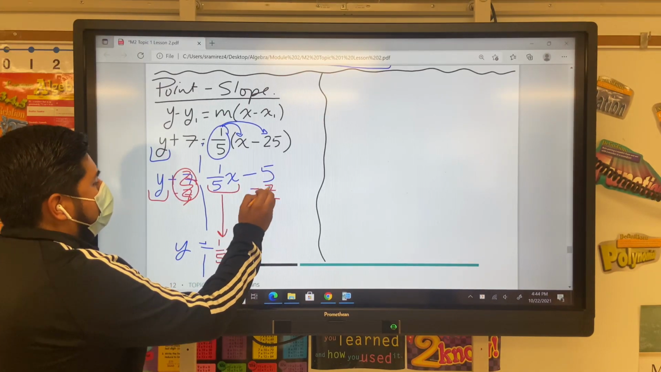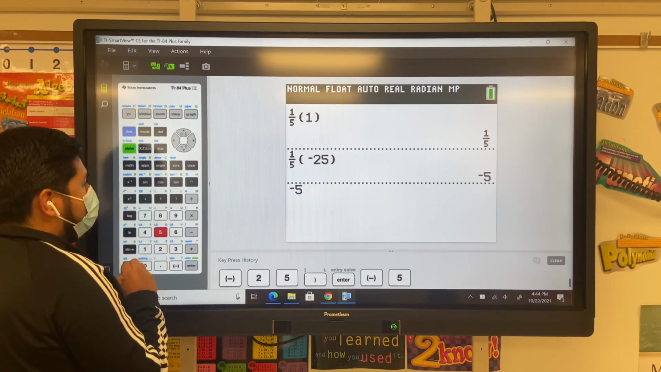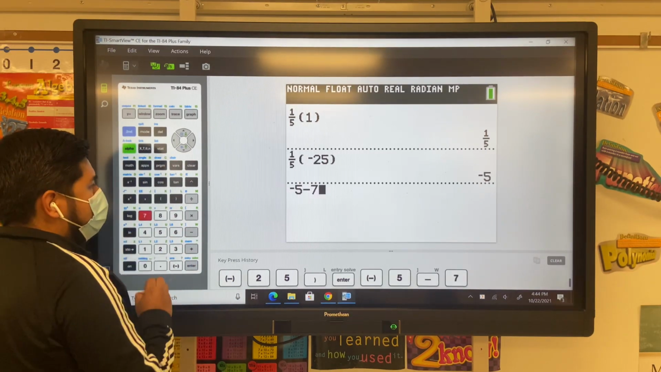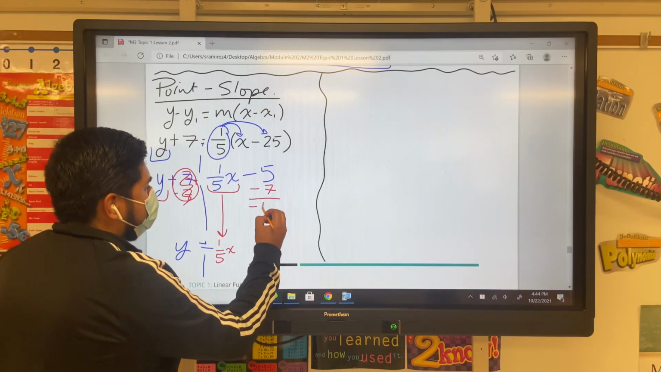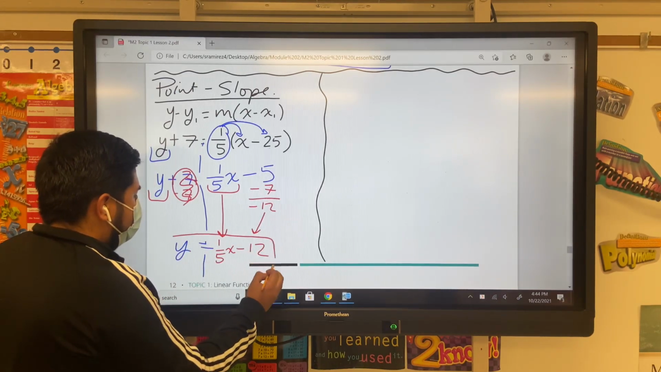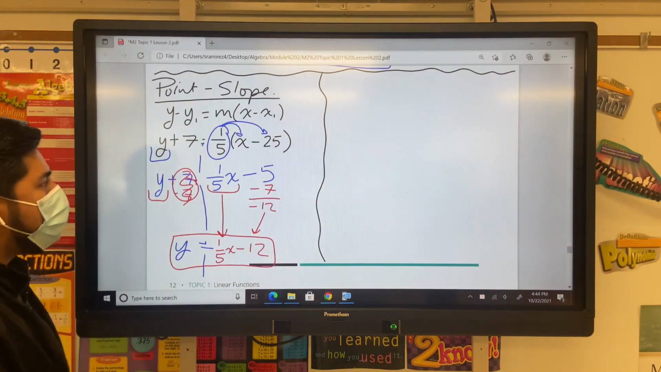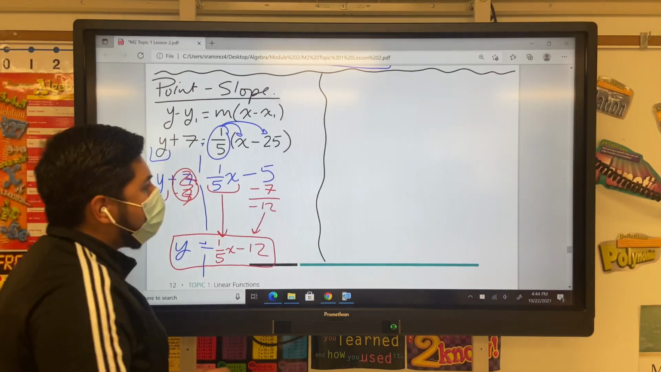Negative 5 minus 7. Negative 5 minus 7 is negative 12. And there's my answer. Easy peasy lemon squeezy. Sounds terrific.